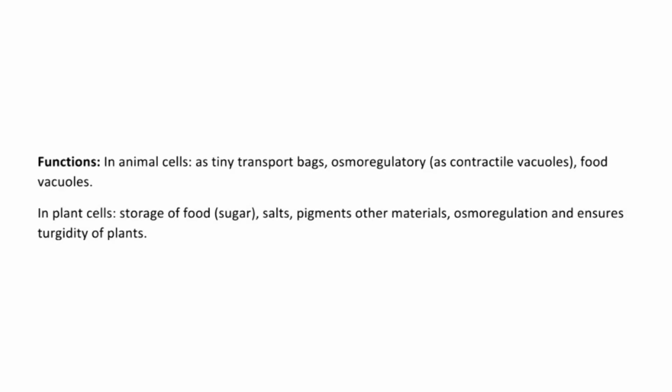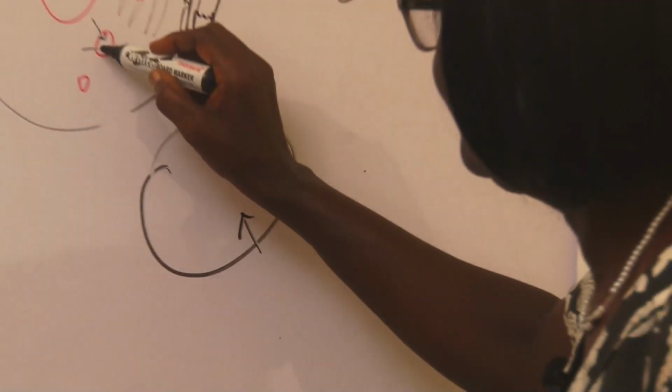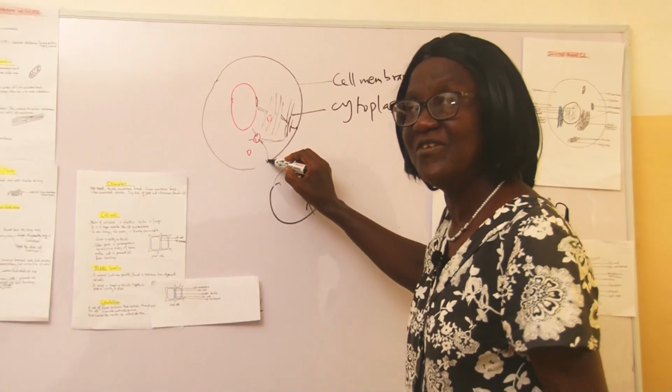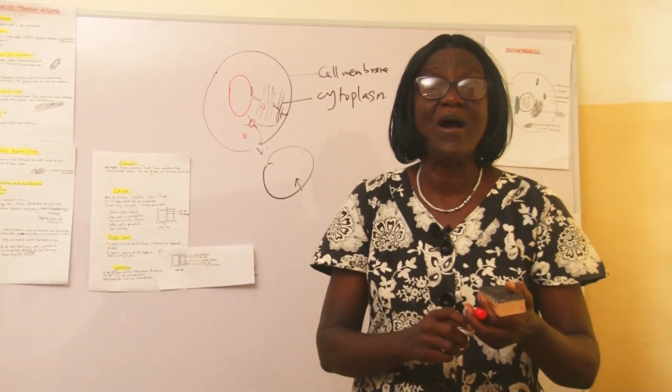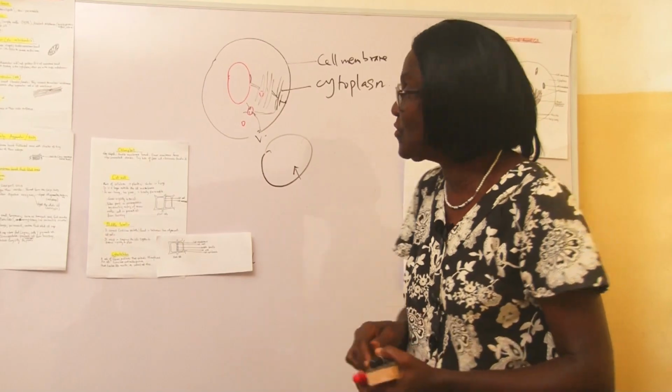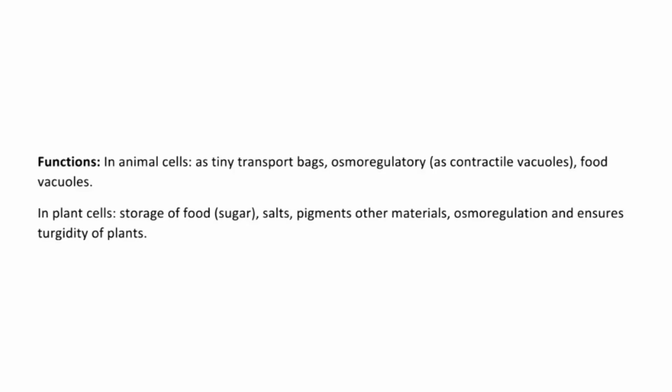In animal cells, vacuoles serve as transporting sacs. They are tiny. There are food vacuoles in amoeba and other protists. The vacuole contains food. There can also be vacuoles that do osmoregulation. Osmoregulation means that if this is a vacuole, it takes in water from the cell, moves to the surface of the cell, and bursts to release the water. That's in lower animals, like lower protists, amoeba, etc. That's in animals.